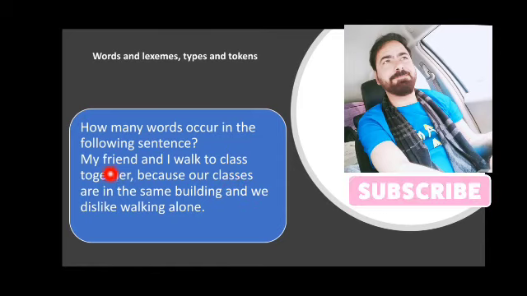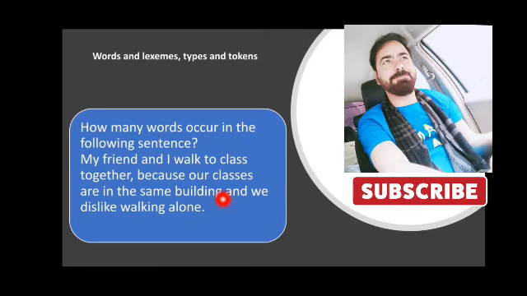Similarly, my and I are both pronouns, so they are considered a single lexeme. And are and we are considered a single lexeme. So when you minus 4 more words, how many remain? 16. So as lexemes, we have 16 lexemes in this sentence. As word types, we have 20 types of words in this sentence. And as word tokens, we have 21 words in this sentence.